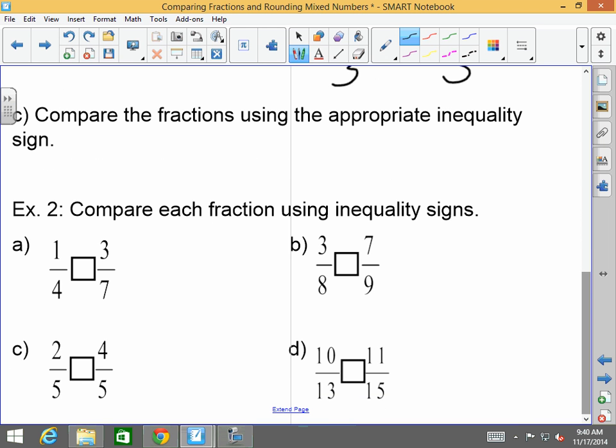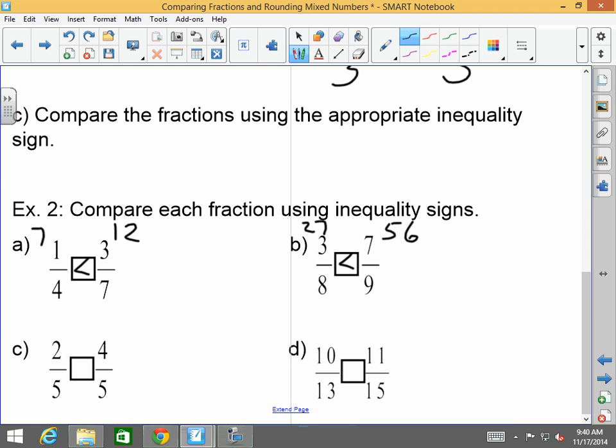Compare each fraction using inequality signs. Okay, what's 1 times 7? 7. What's 3 times 4? 12. Who's larger, 7 or 12? Okay, so 1/4 is less than 3/7. B, what's 9 times 3? 27. Excellent, gentlemen. What's 8 times 7? Excellent, gentlemen. Who's larger, 27 or 56? So 3/8 is less than 7/9.